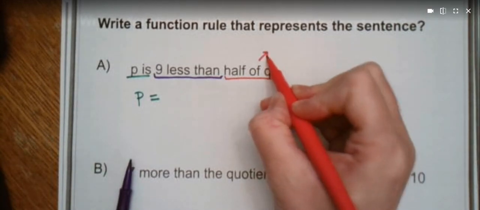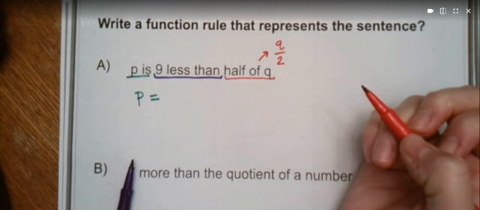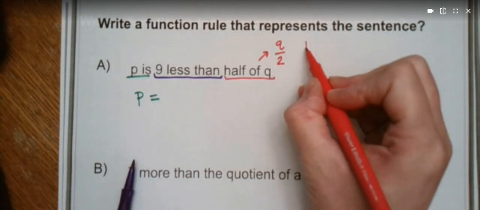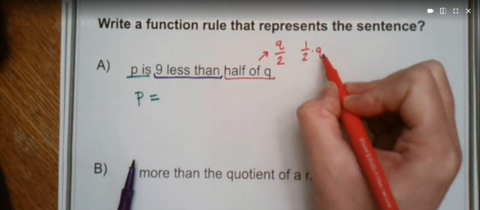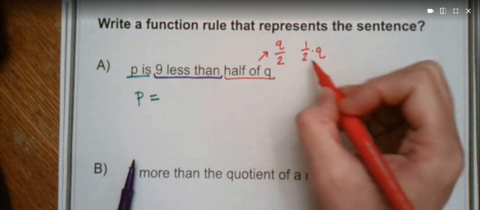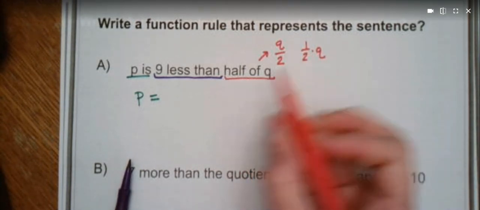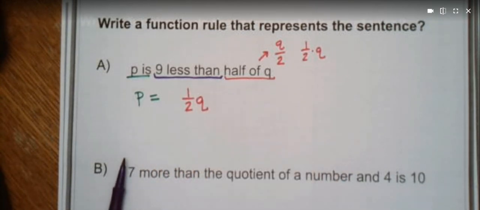Now, half of Q can be written a couple different ways. I could write half of Q as taking Q and dividing it by 2. That would give me half of Q. But I could also write this as 1/2 times Q, because of means times. So half times Q would be half of Q. Either one of these would really be correct. I'm actually going to pick the half times Q. So I've got half of means multiply and Q.